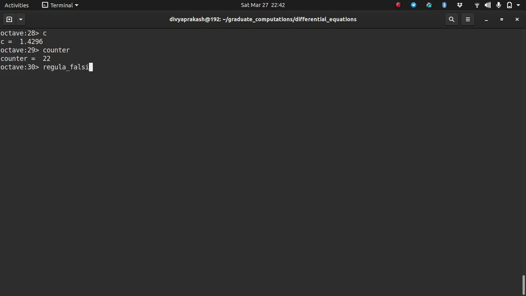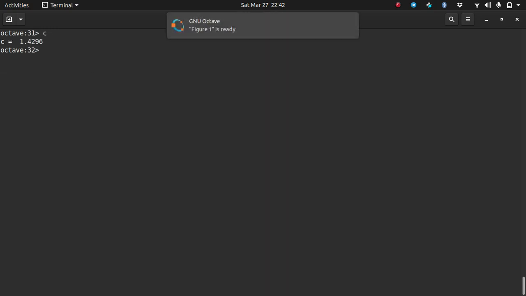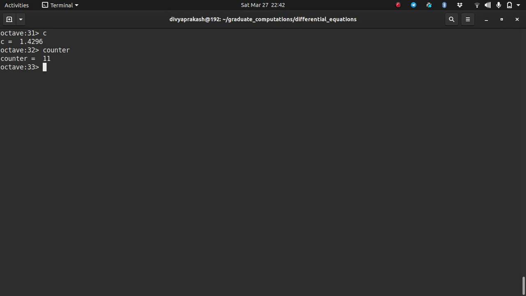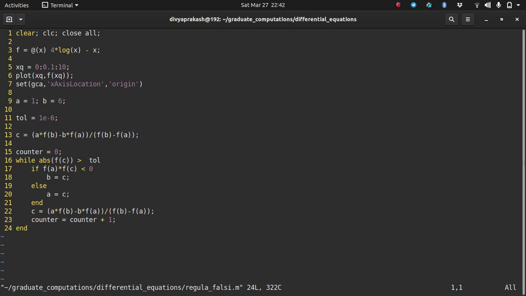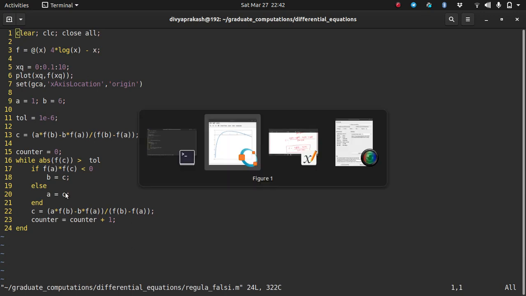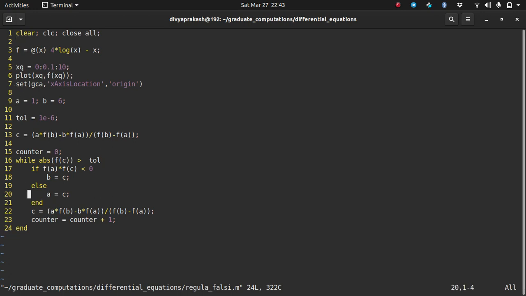If I run the regula falsi file, I get the same value of the root, but let's check the number of times the loop ran, and that is 11. So see how drastically the number of steps has gone down from 22 to 11. Only half the number of steps was required to get to the root value in the regula falsi method. So obviously this method is much better than the bisection method, and it gives the value of the root in far fewer iterations. Fine. So this is the false position method, or the regula falsi method.